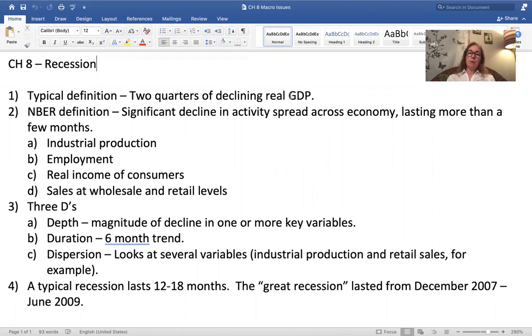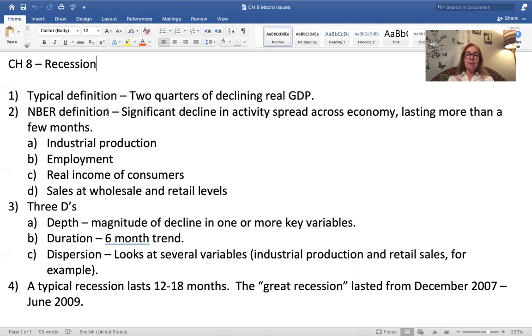So remember the last chapter we talked about gross domestic product, GDP. So if real GDP, meaning GDP when you subtract out inflation, declines for 2 consecutive quarters, we're in a recession. They don't know that until after it happens, but if they have 2 declining quarters they will say we're in a recession. So that's the typical definition.